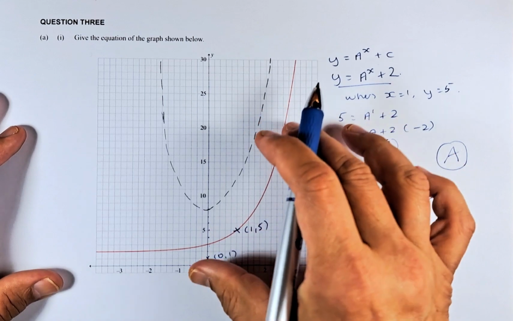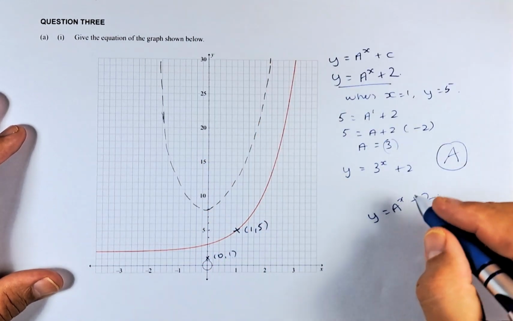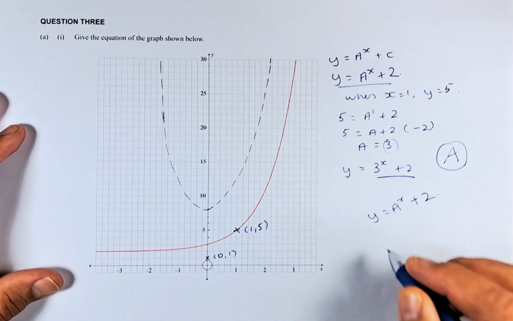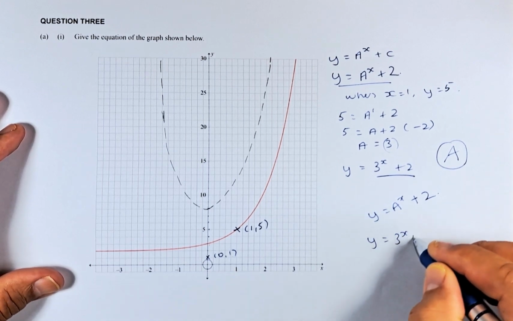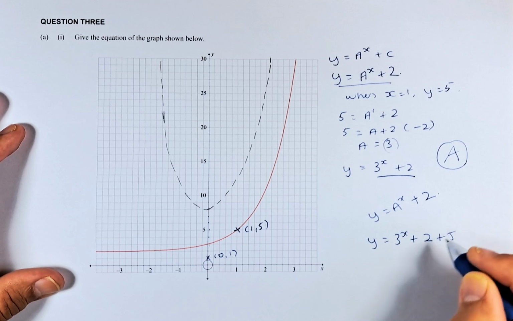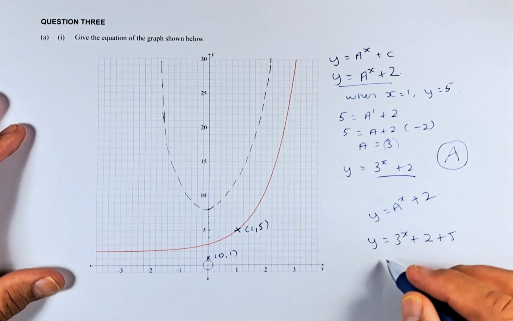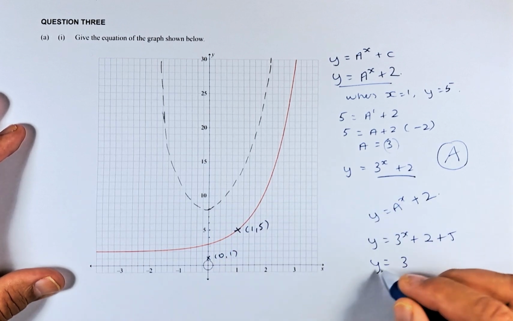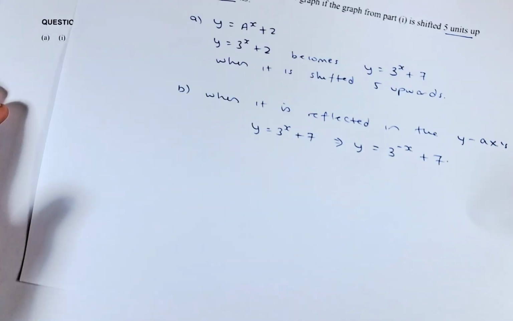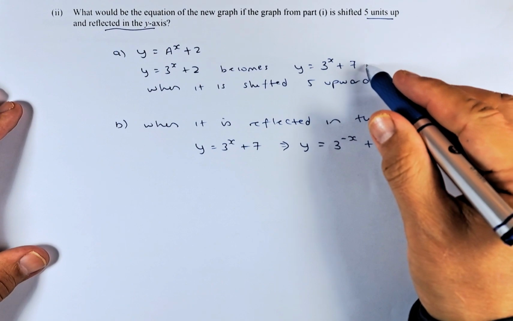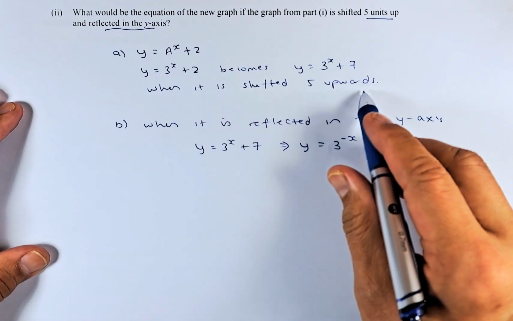And that graph is just going up 5. So your general equation is y equals 3^x plus 2. So now y equals 3^x plus 2, and then you're going to add 5. That up 5, we're just going to add 5. So the answer is y equals 3^x plus 7. So that is how you answer the first part, y equals 3^x plus 7 when it is shifted 5 upwards.